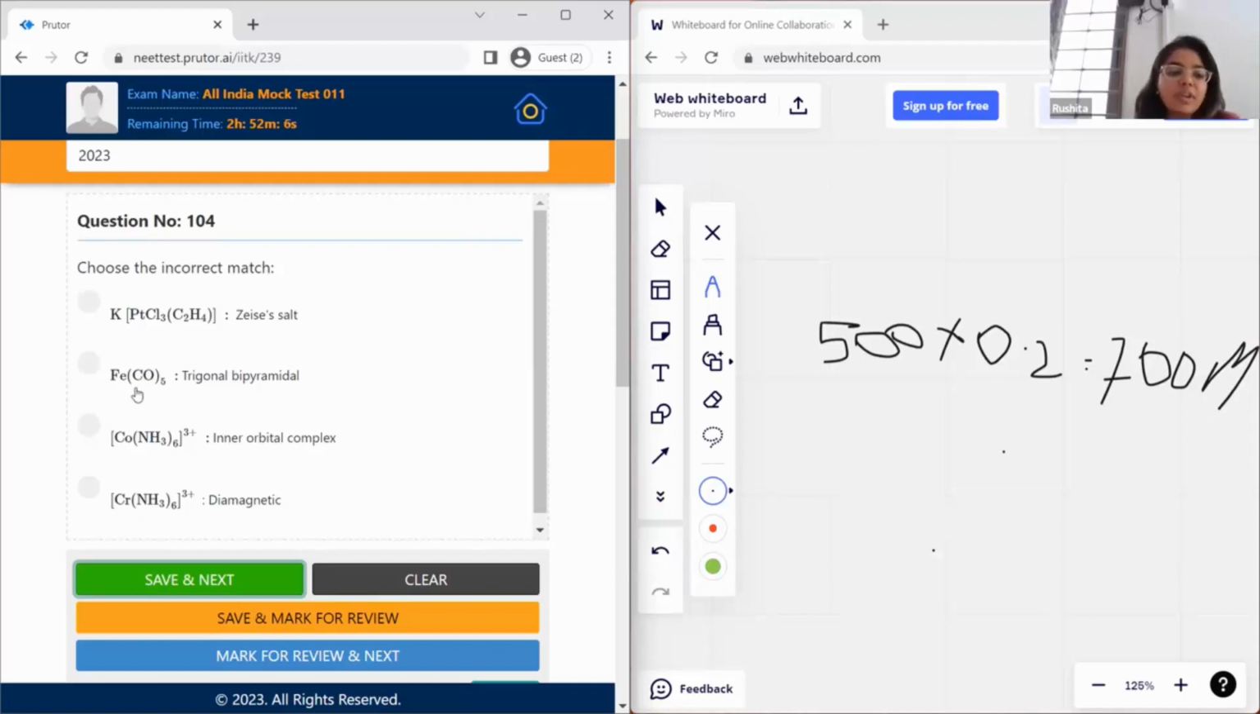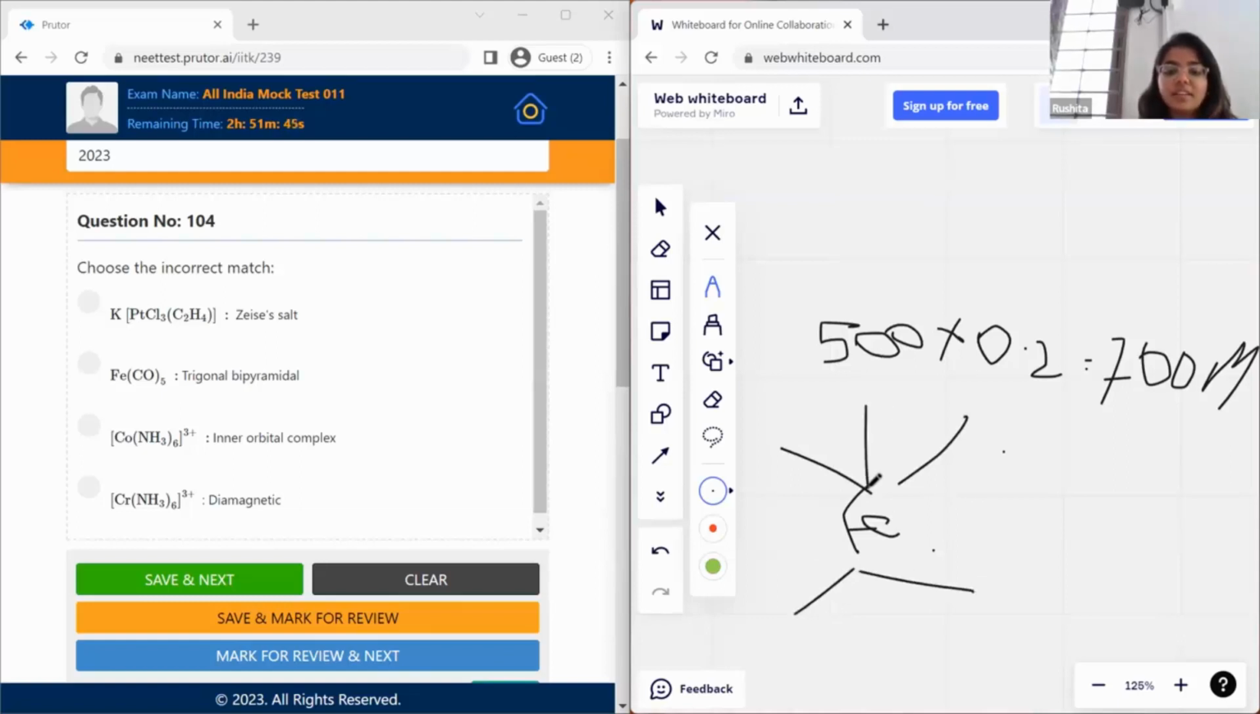The structure of Fe(CO)5 is trigonal bipyramidal. It is given in NCERT. It has a structure something like Fe is here in the center, and there are 5 CO molecules with it, like this. And the structure turns out to be trigonal bipyramidal, so that is also correct.